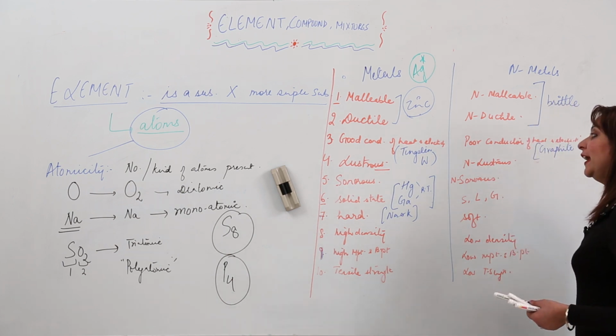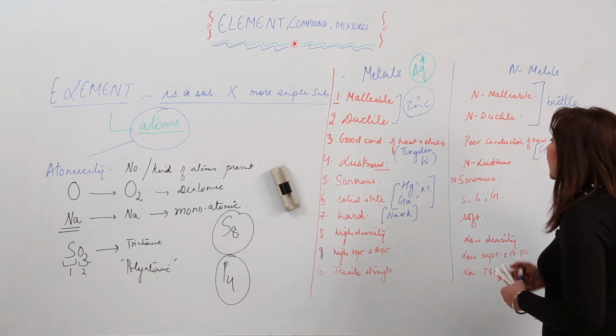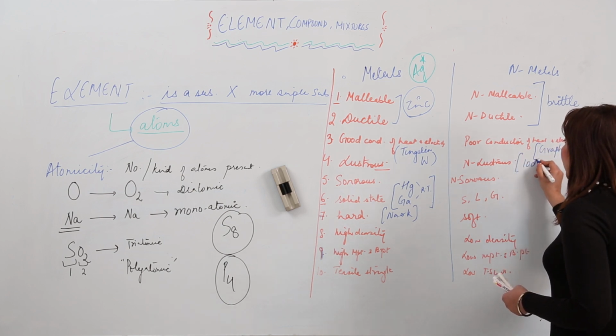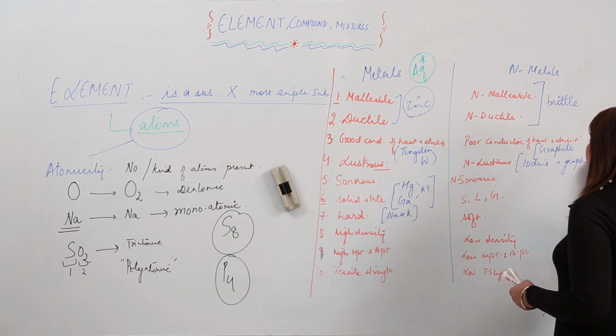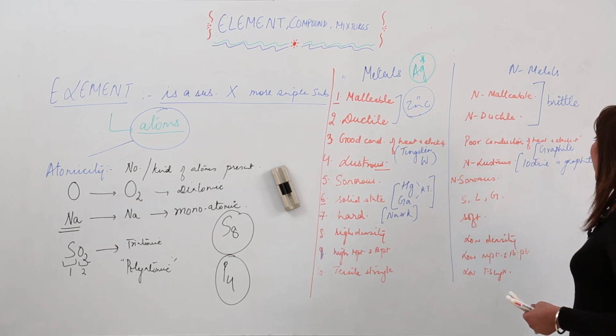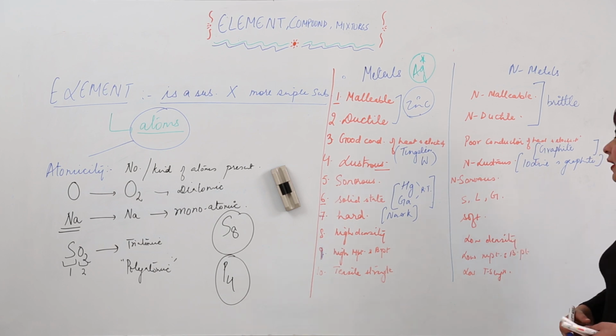And when we are talking about the next property, non-lustrous. Non-metals exhibit the property of being non-lustrous, but out of them iodine and graphite are somehow lustrous. So there exists an exception that iodine emits a certain kind of luster, and in the same way graphite does.